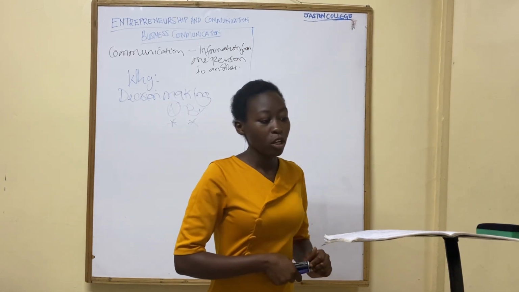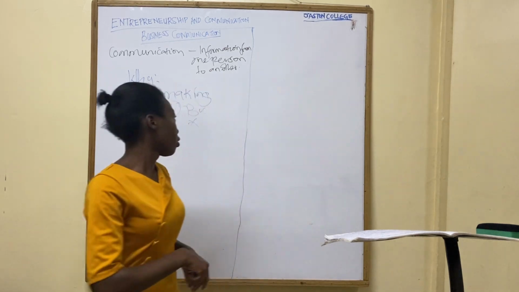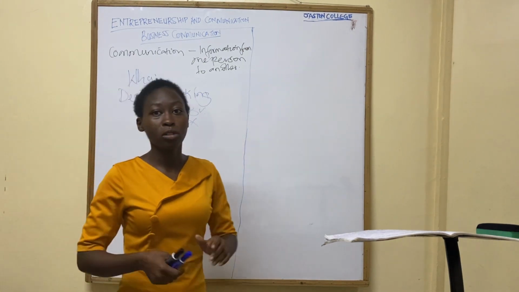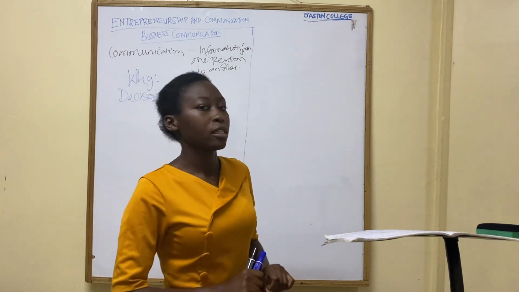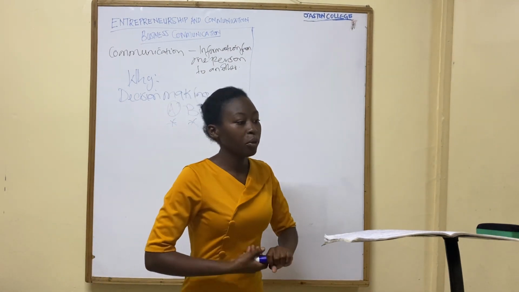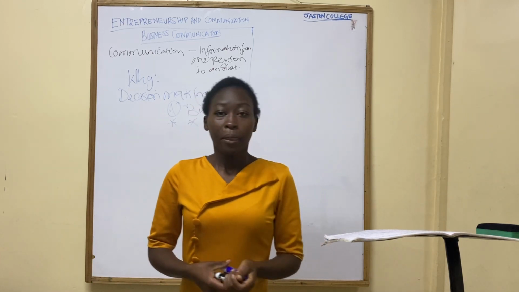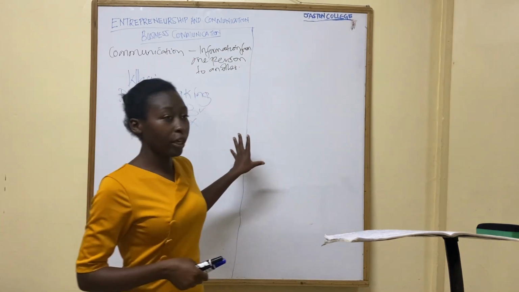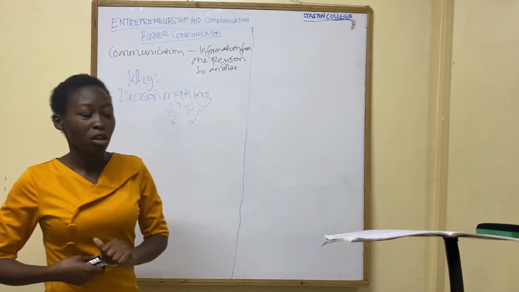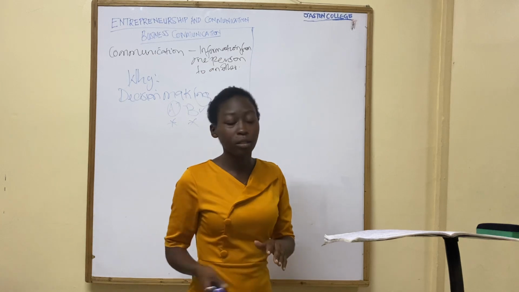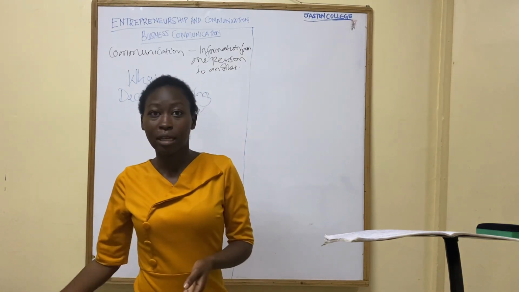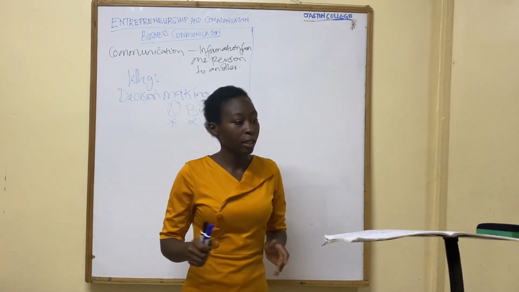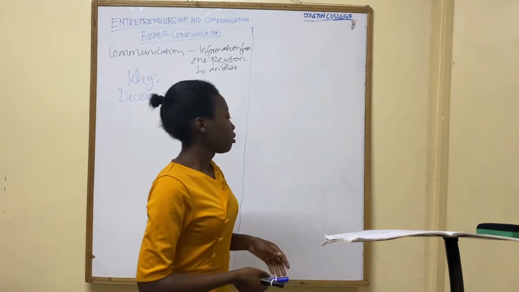We also have another one, to impart the knowledge and skills to our customers. So to impart the knowledge and skills about the usage of a certain product. So that's another reason. We also communicate to receive or give feedback to maybe our employees or the people helping us in the business. So we always communicate to receive. Maybe someone has a knowledge or skill that you don't have, so you communicate so that you can receive feedback from them. So that's another reason.